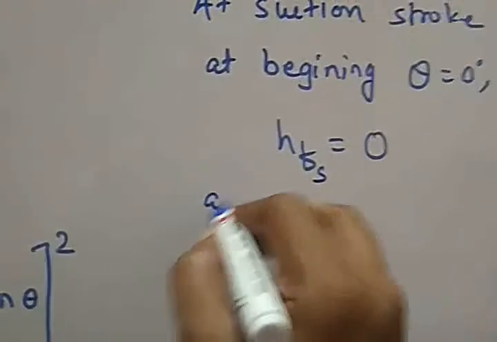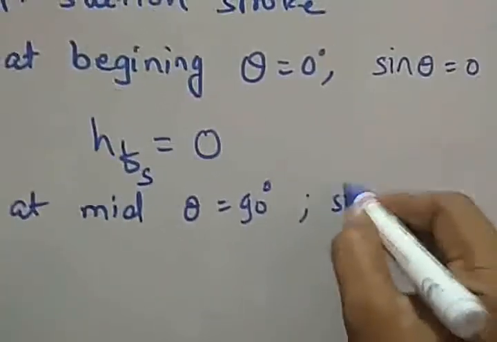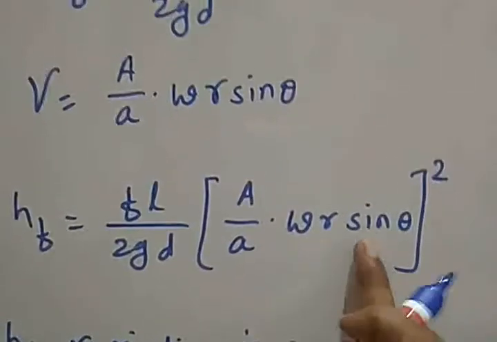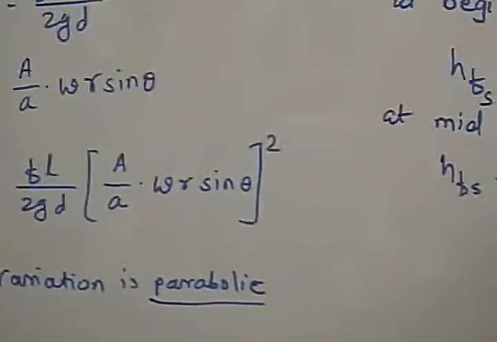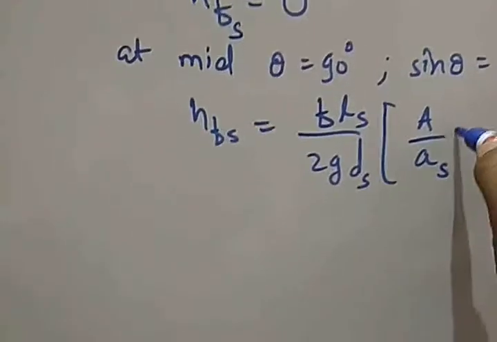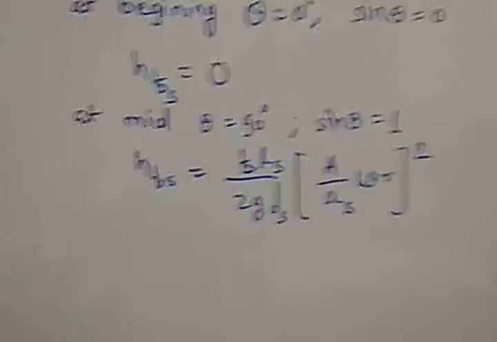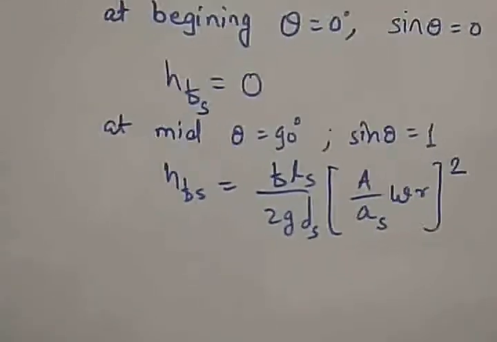At mid, theta is equal to 90 degree, hence sin theta is equal to 1. Hence I will get the HFS value by putting sin theta equal to 1 in this equation. I will get FL upon 2GD into in bracket (A by a S) omega r, bracket square, with LS and DS. So this is the HFS I will be getting at the mid.